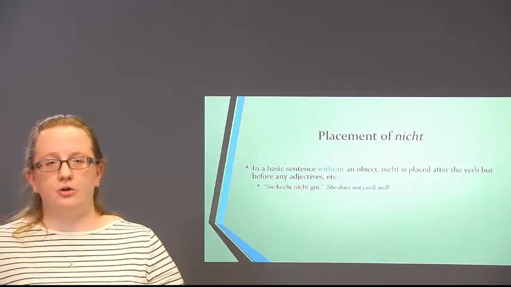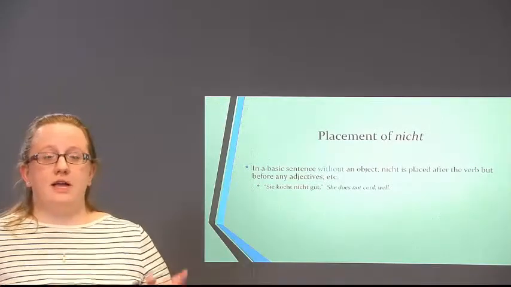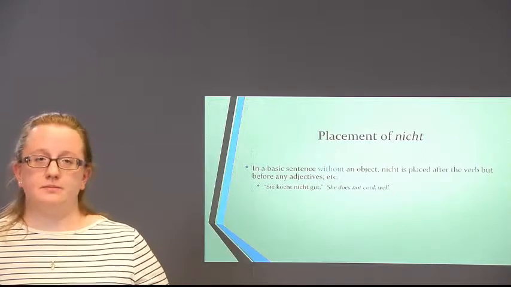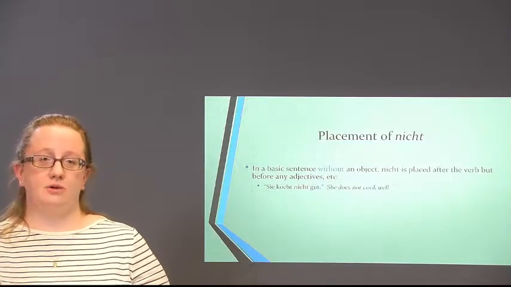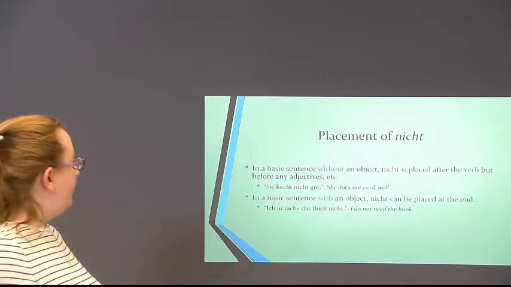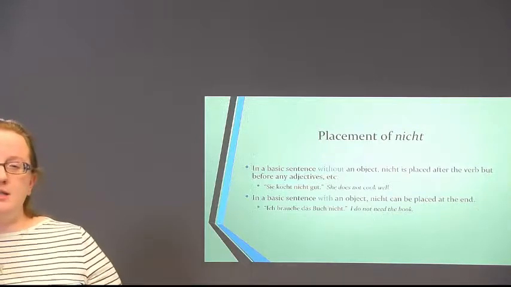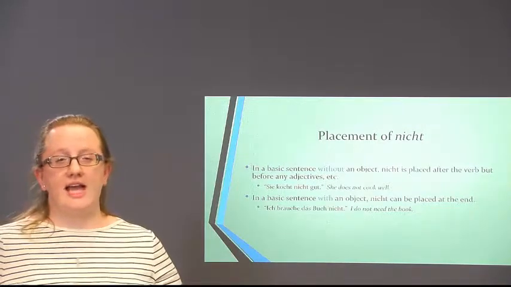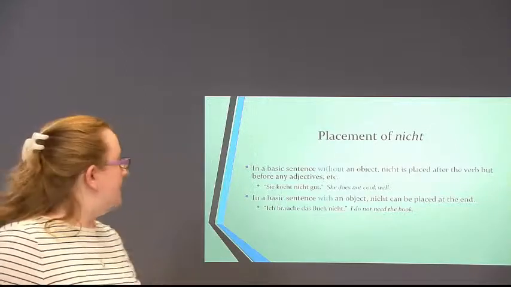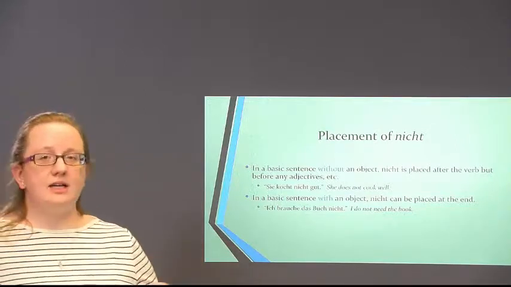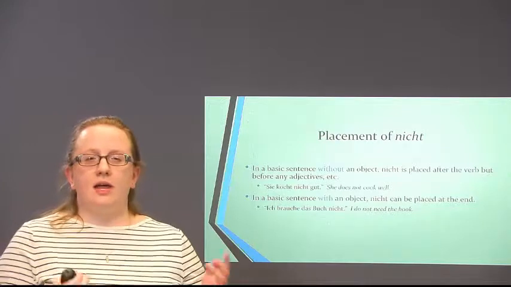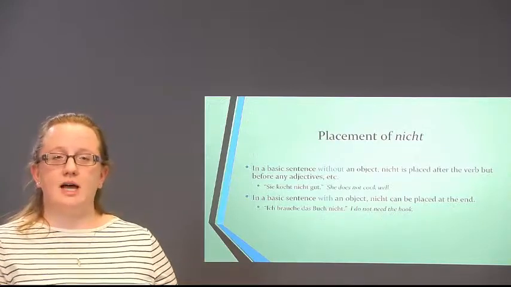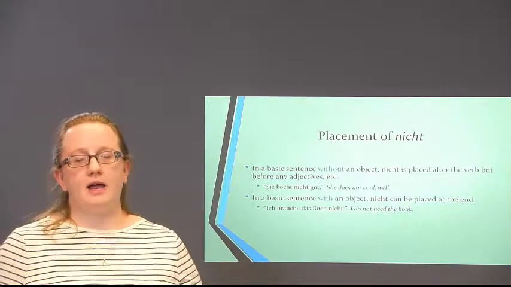So here we have as our example, sie kocht nicht gut. She does not cook well. Nicht is placed after our verb kocht, but before the adjective or adverb gut. In a very basic sentence with an object, nicht is placed at the very end of the sentence. So, ich brauche das Buch nicht. I do not need the book. We have das Buch, which is our direct object, and nicht will come after that.